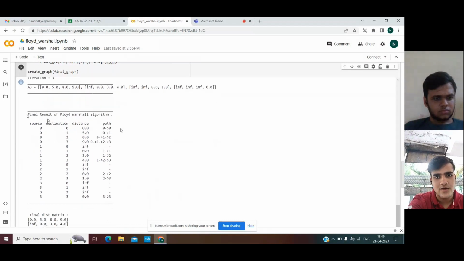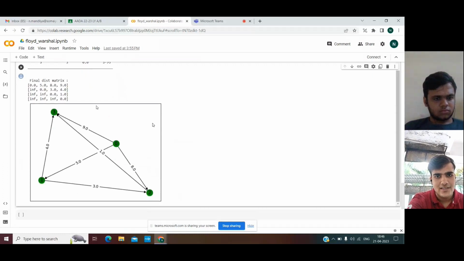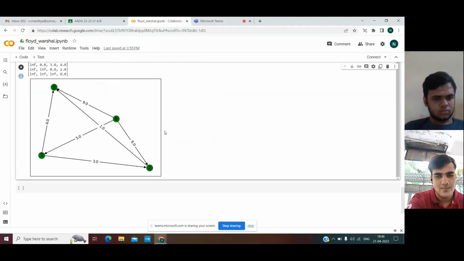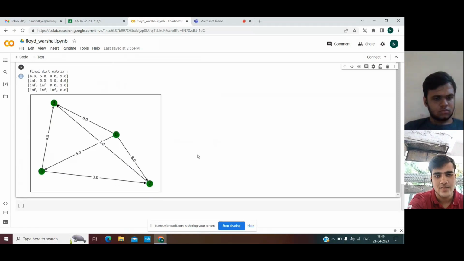This is the final summary of the results of the Floyd-Warshall algorithm. These are all the pair shortest paths along with their distances and their paths. Finally, the final adjacency matrix of the shortest pairwise paths is visible, and also the graph is shown using the NetworkX library.